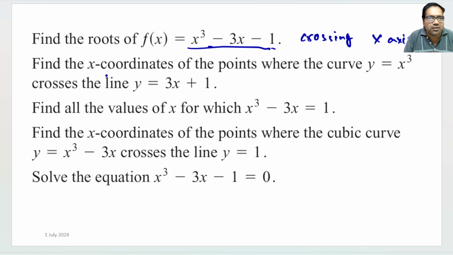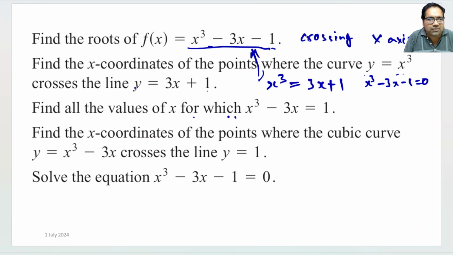That's the roots. Find the x coordinates of the point where the curve y equal to x cube crosses the line y equal to 3x plus 1. What does that mean? Crossing the line. That means at that point, both y and x and y should be equal. That should be x cube equal to 3x plus 1. We have to solve this equation. What does this mean? This again equals x cube minus 3x minus 1 equal to 0. This is equal to this.